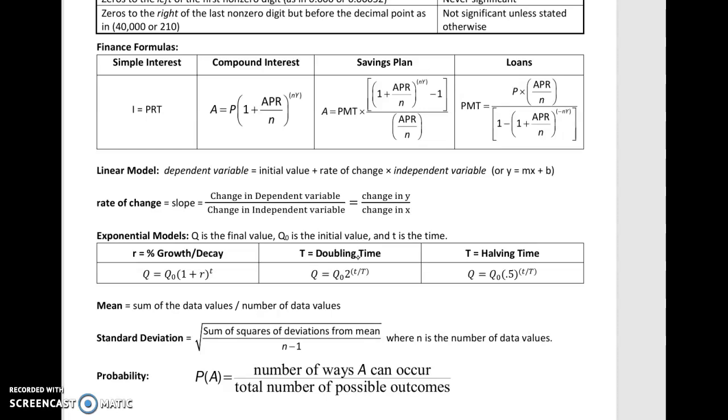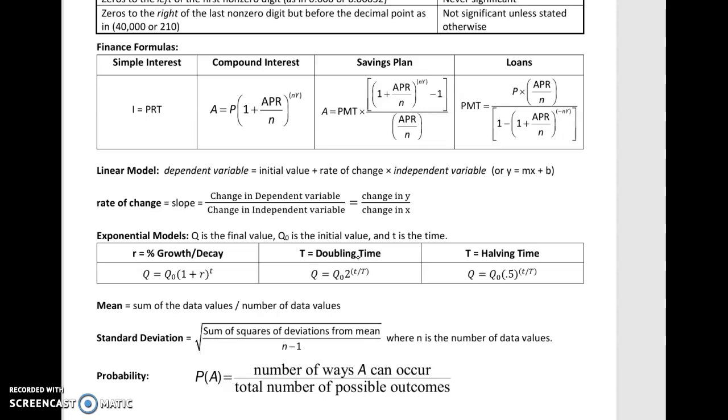So simple interest, that is simple interest for saving money. It is not compounded, meaning it just gains money on the principal itself. Compound interest is when you are saving money and it's compounded, meaning it builds interest on the principal and the previous interest.